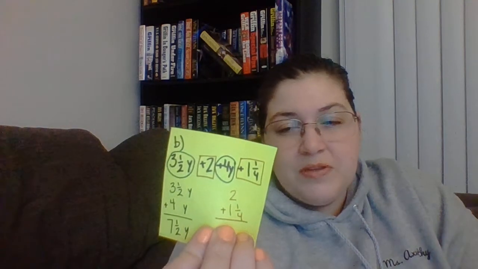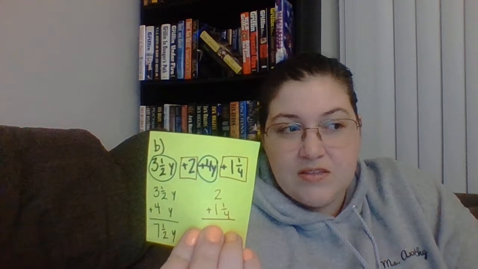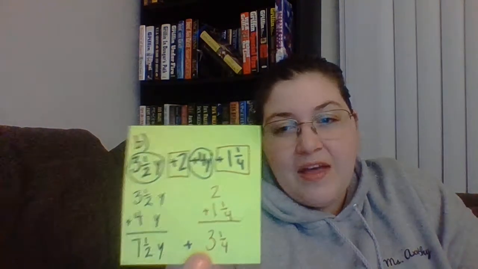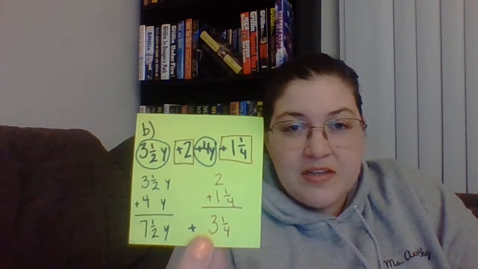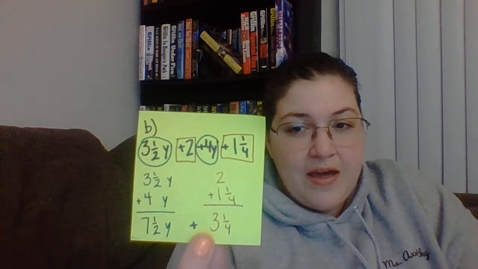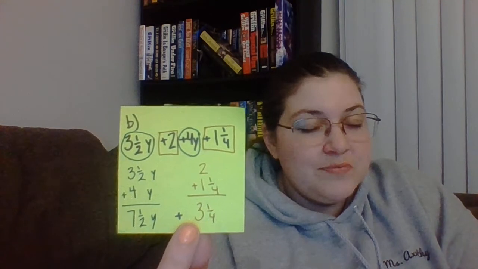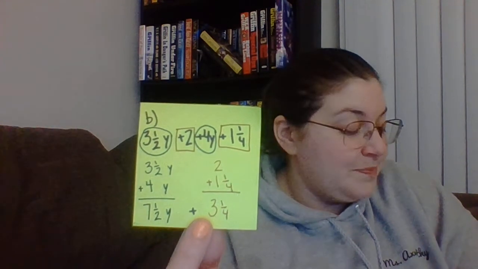Then I'm going to add my constants. So I have 2 plus 1 and 1/4. Well, that's 3 and 1/4. Since they were both positive, I can add them together, and my final expression is 7.5y plus 3 and 1/4. Remember, I list the variable first and the constant last.